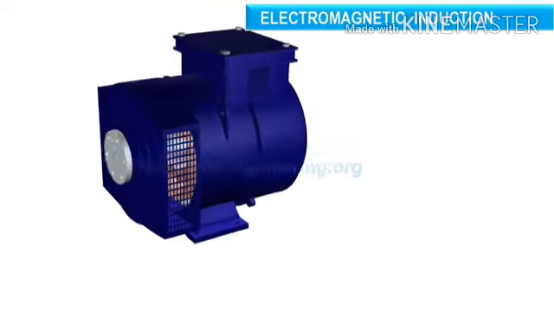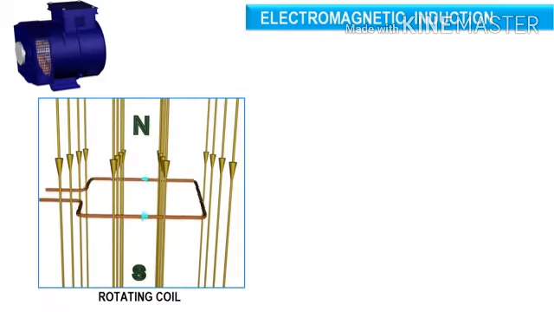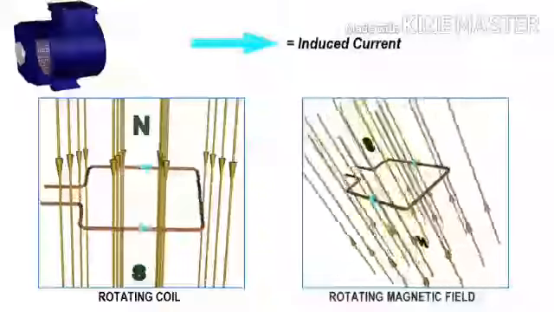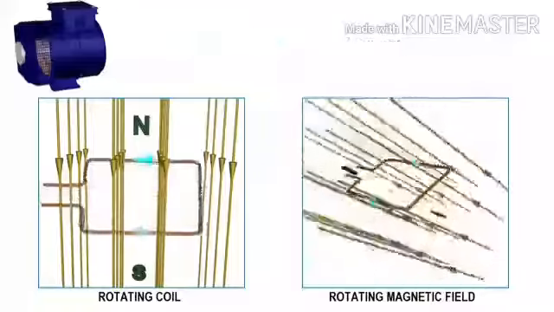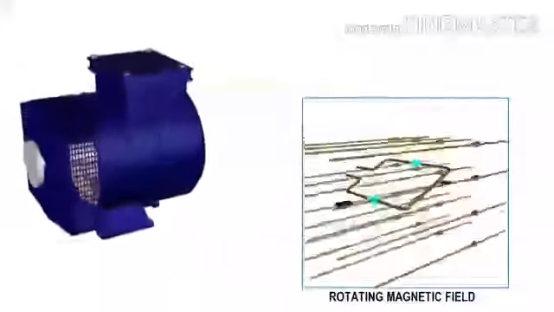To generate electricity in a coil, either the coil should rotate with respect to a magnetic field, or a magnetic field should rotate with respect to the coil. In the case of an alternator, the latter approach is used.